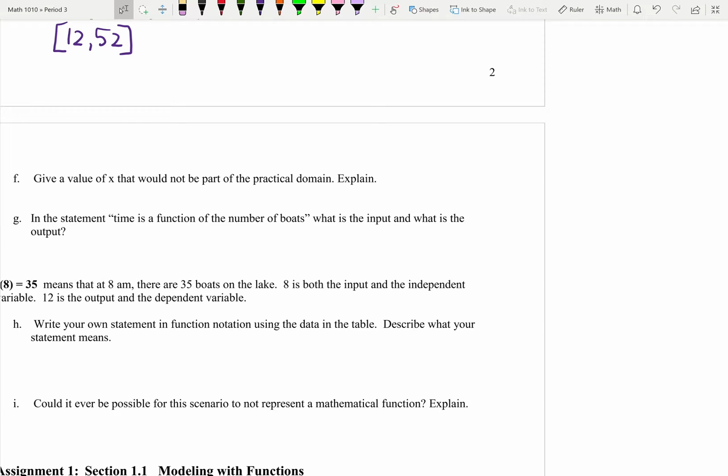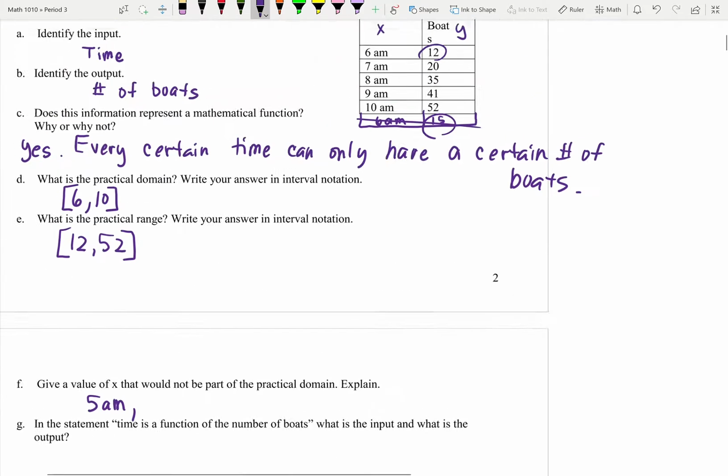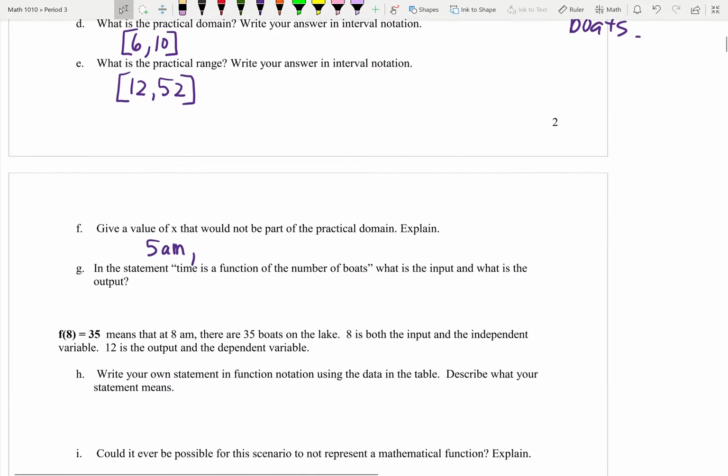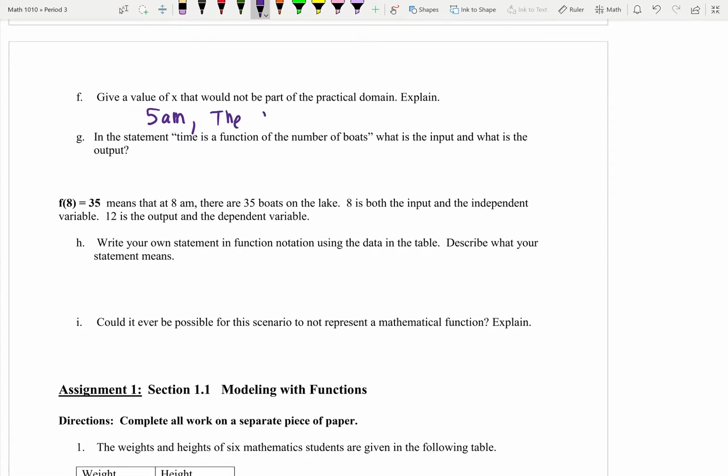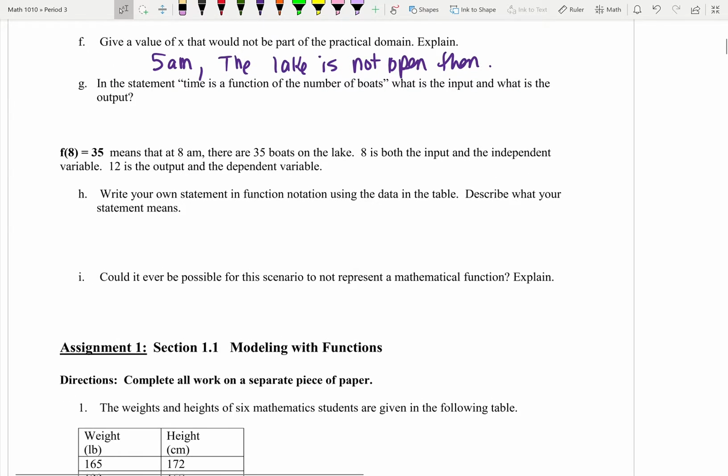You can't be shy in this class. You have to be willing to give answers, and I don't know your names yet, so you guys have to help me. Someone tell me an answer that's not part. Don't be shy. 5 a.m. Thank you. 5 a.m., 11 a.m., 4 p.m., blah, blah, blah. Why not? Because it's before it opens. Yeah, it's what is it? It's a lake. Yeah, the lake is not open then. Perfect. This is really an important lesson that you understand all these things.